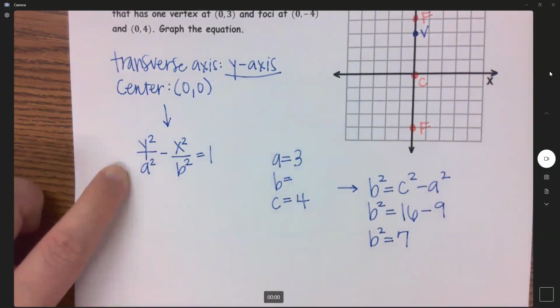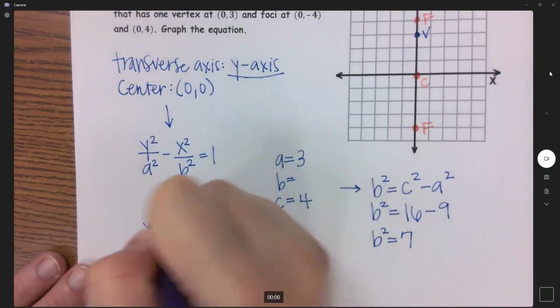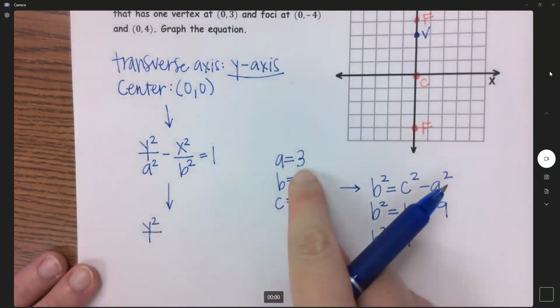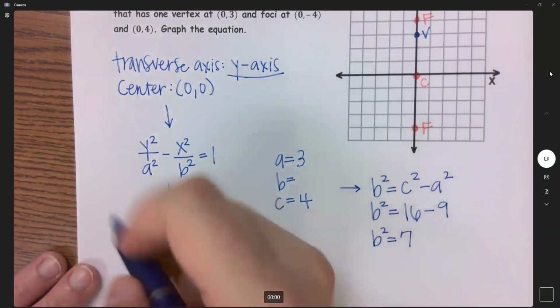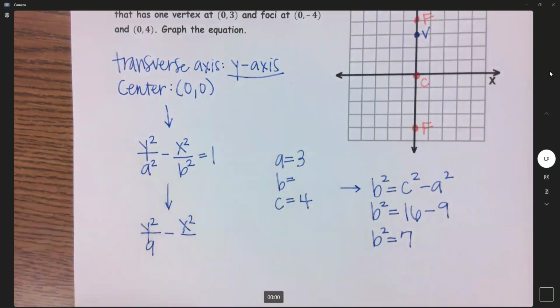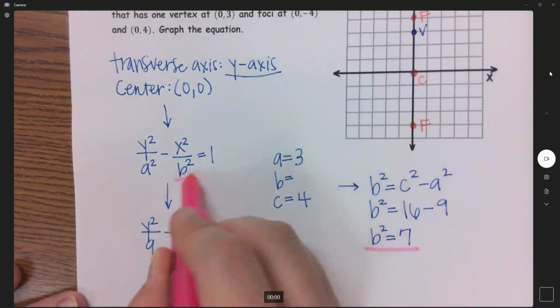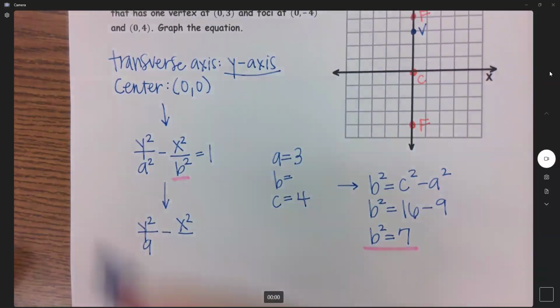Okay, so now I can find the equation. y squared over a squared, which is 9, minus x squared over b squared, which is 7. So we'll substitute 7 in here.